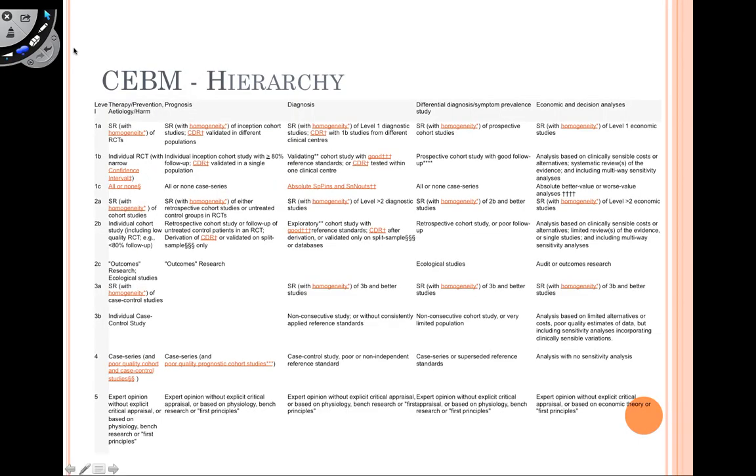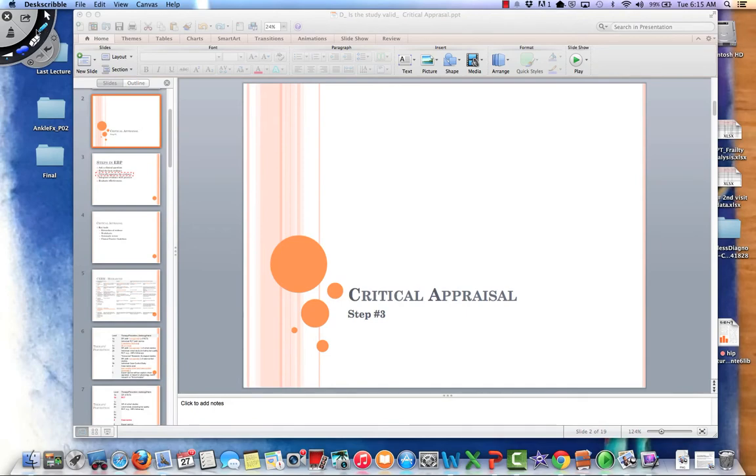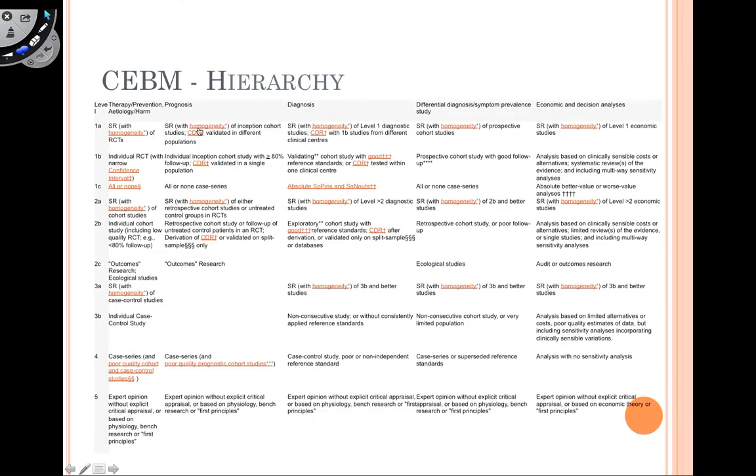So this is the hierarchy of evidence. We can see it's pretty complex. It includes several different levels. We can see the levels here on the far left, pretty small. They go from 1A to 5. Then we can see different categories. And here we can see this first category is titled therapy, prevention, and there's several different criteria under each level: prognosis, diagnosis, differential diagnosis, symptom prevalence, and economic decision making.